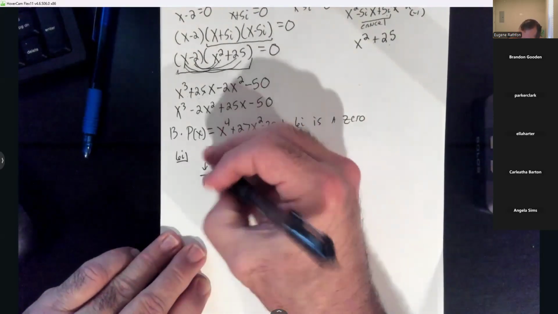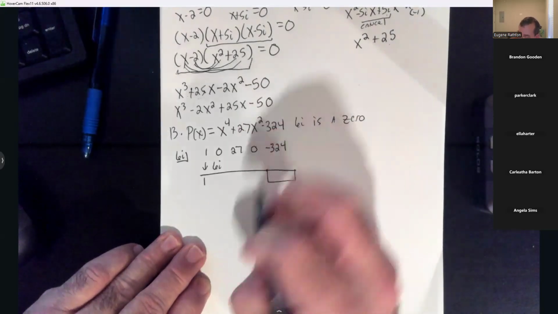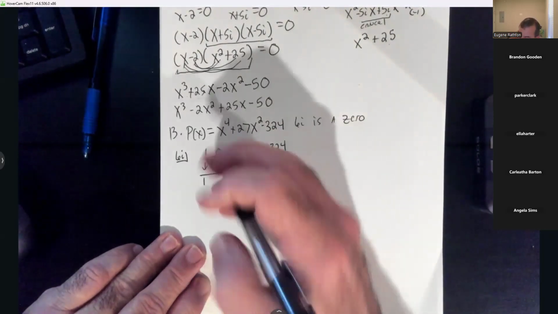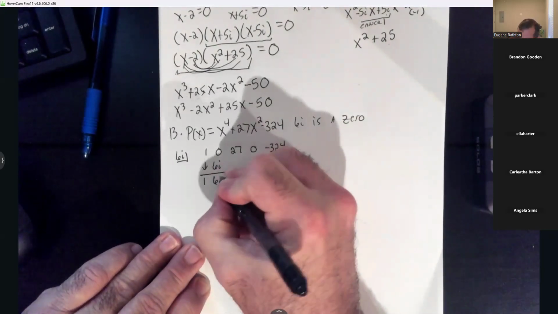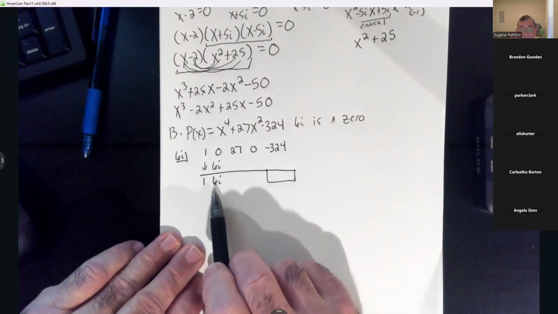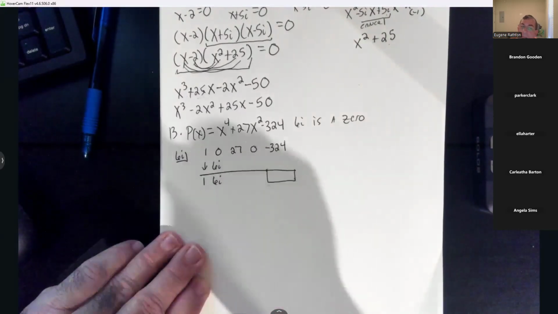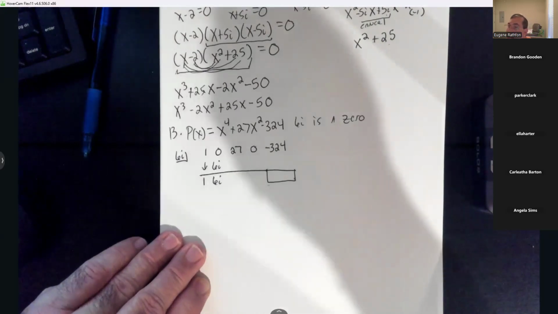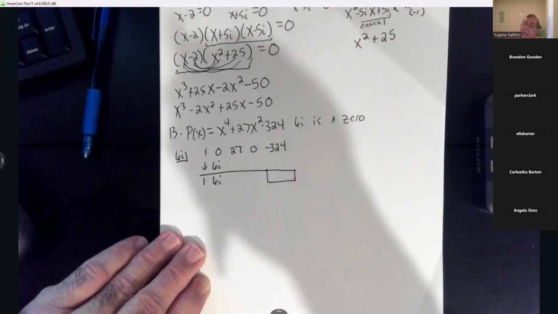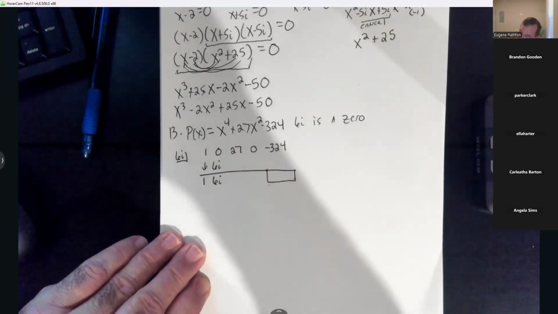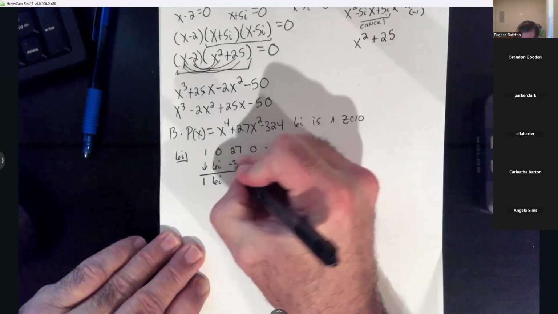1 times 6i is 6i. 0 plus 6i is 6i. 6i times 6i is 36i squared. So that i squared is going to make that a negative 36.